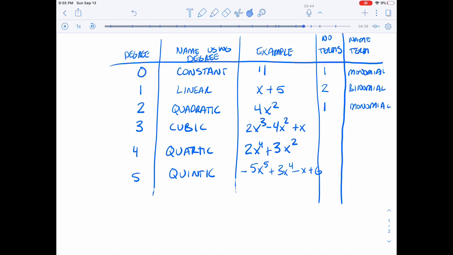The next example has 3 terms. 2x cubed minus 4x squared plus x has 3 terms. So that would be referred to as a trinomial. The term 2x to the 4th power plus 3x squared has 2 terms. So that is a binomial. And our last example, negative 5x to the 5th power plus 3x to the 4th minus x plus 6 has 4 terms, and we would refer to that as a polynomial with 4 terms.